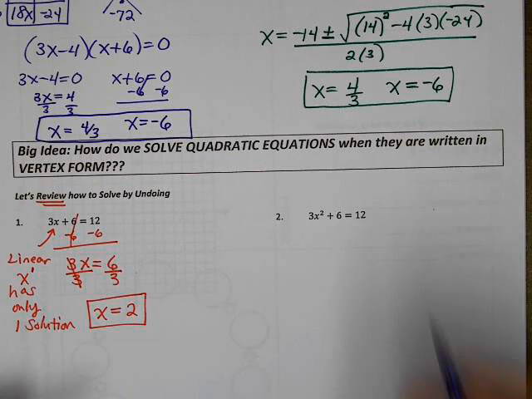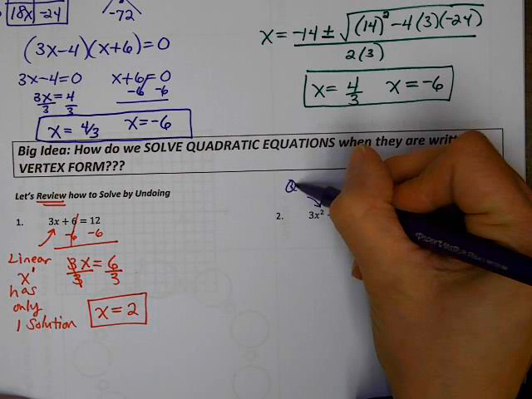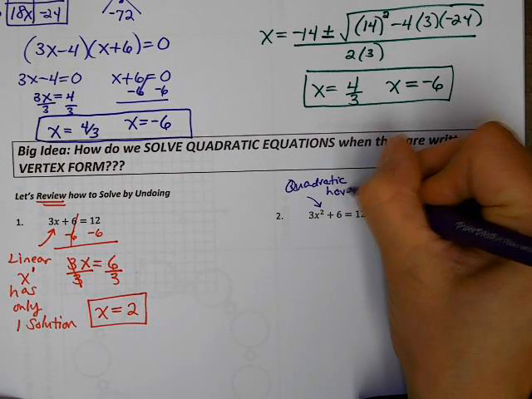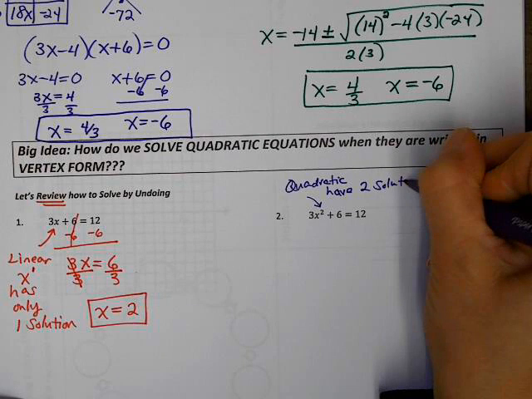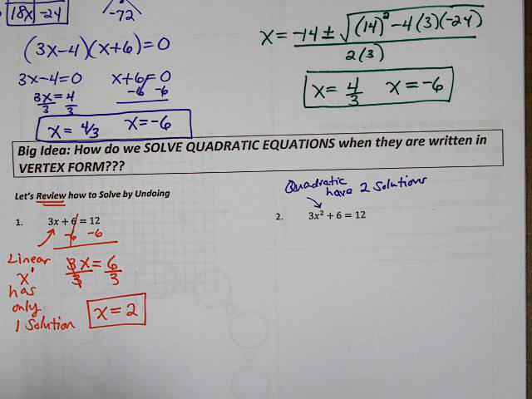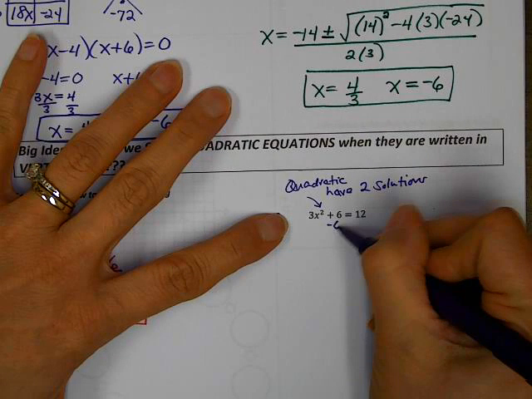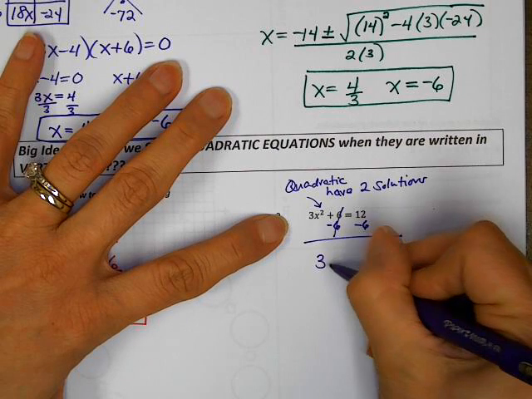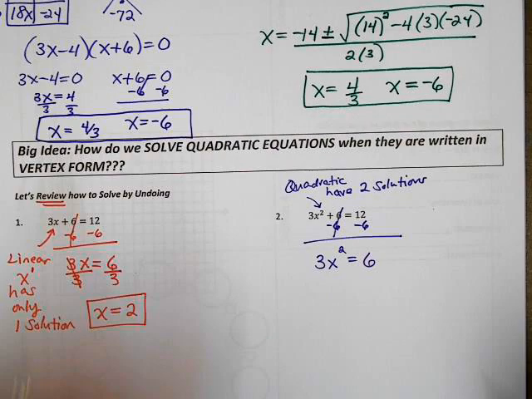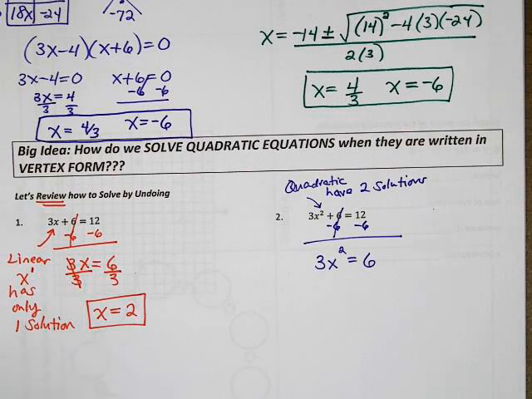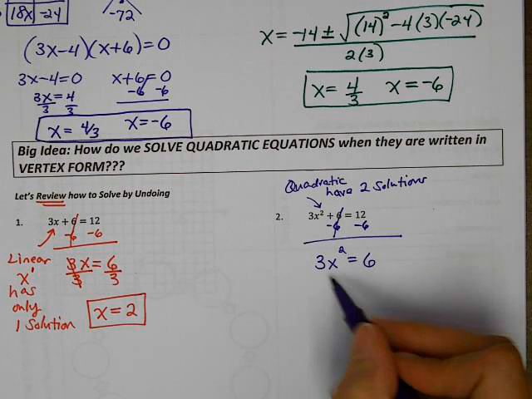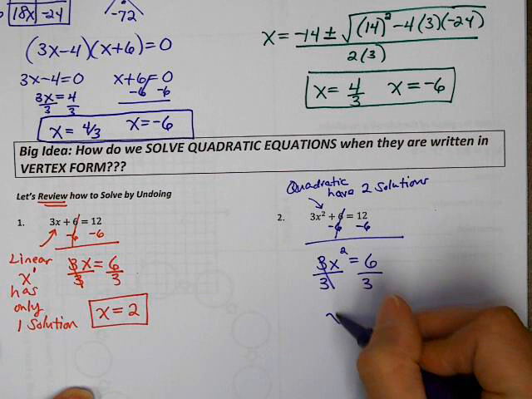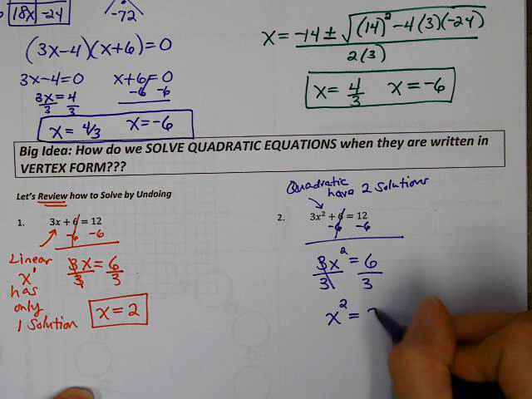Okay, now I notice this is quadratic. Quadratic is going to have two solutions. Okay, so we have to be a little more careful here. Step 1 is still going to be subtract 6 from both sides. Okay, let's subtract 6. 3x squared equals 6. Okay, so I've got the x term as the only term. Now it's still not alone because it's being multiplied by 3, so we're still going to divide both sides by 3. And x squared equals 2.